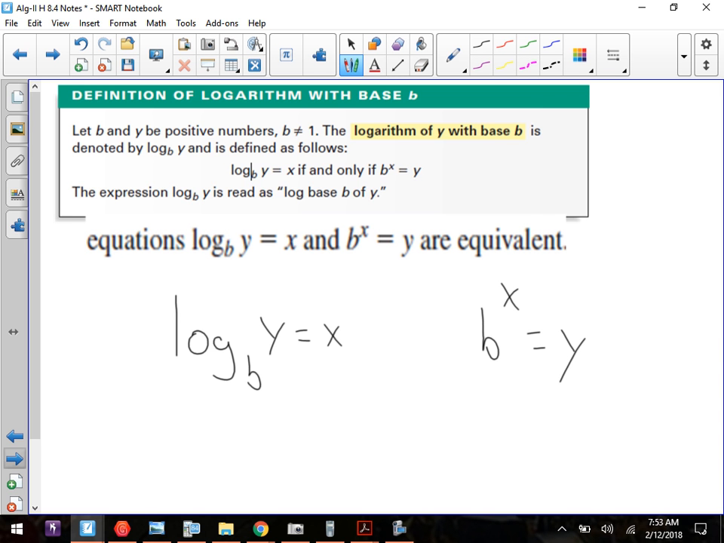So the way you say this is log base b of y equals x, or b to the x equals y. Now, the log of y with base b is how the book goes through it. These bases, basically, you can switch them, you change them. There's a couple of properties we're going to have with them.